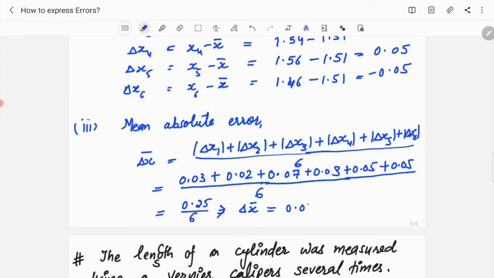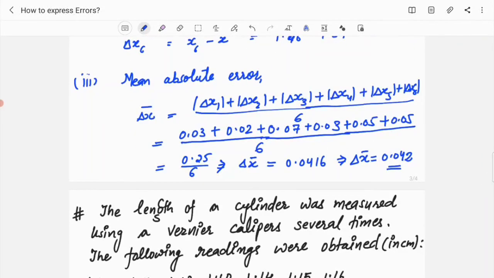And delta x bar, or mean absolute error, will be equal to 0.0416, and we will just round it off to 0.042. So this is the mean absolute error of refractive index. If we have to express it as a final result, then we will write: refractive index x will be equal to x bar, 1.51, plus minus 0.04. This is the final result.